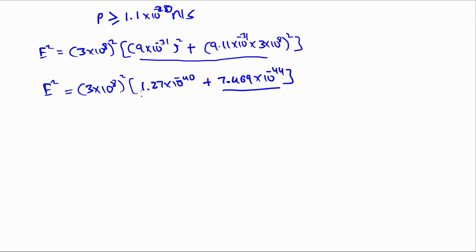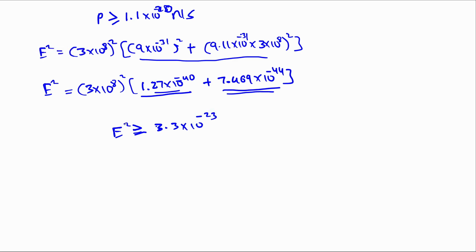If we consider the first term, the value of energy will be high. To avoid that, we will consider only the minus 44 term. In that case the first term will be neglected and we consider the second term. If we calculate the equation, then E square will be greater than or equal to 3.3 into 10 to the power minus 23.